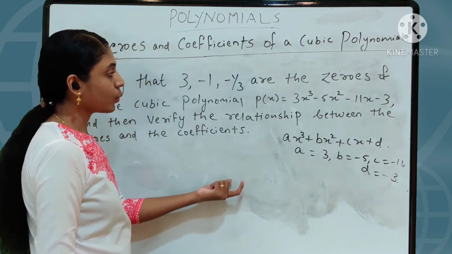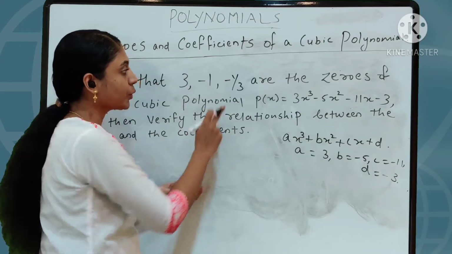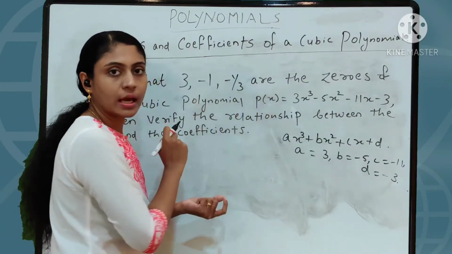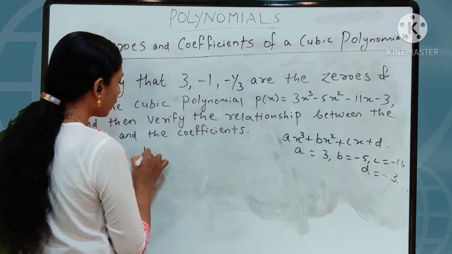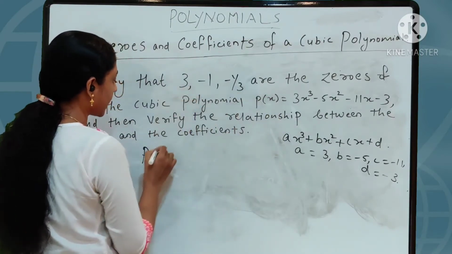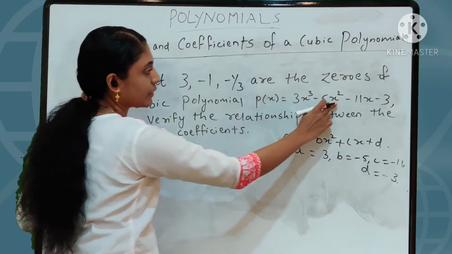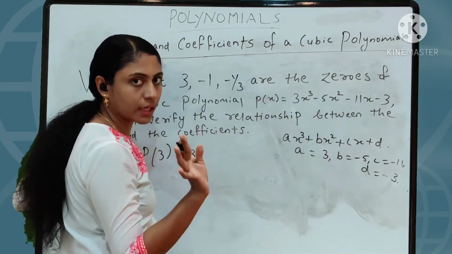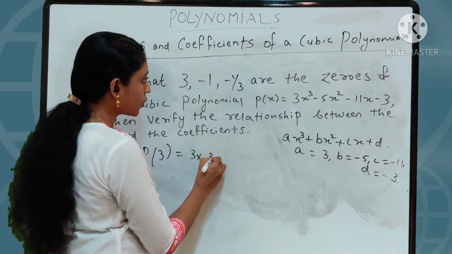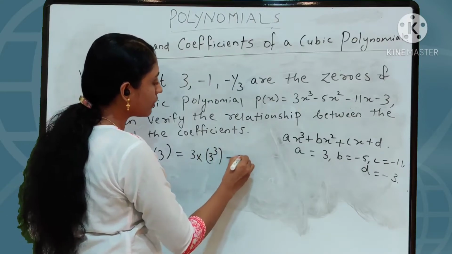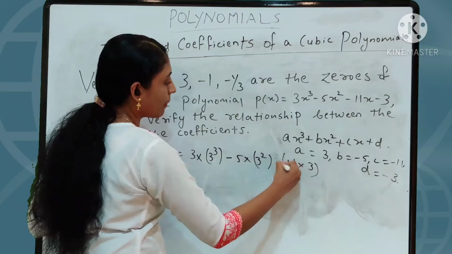Now we can check whether these three are zeros of this polynomial. How? By putting these three values in this p of x equation. So first we are putting x as plus 3. So p of 3 is equal to 3x cube minus 5x square minus 11x minus 3 is the equation. So 3 into x cube, we are putting x as 3. So 3 into 3 cube minus 5 into 3 square minus 11 into 3 minus 3.